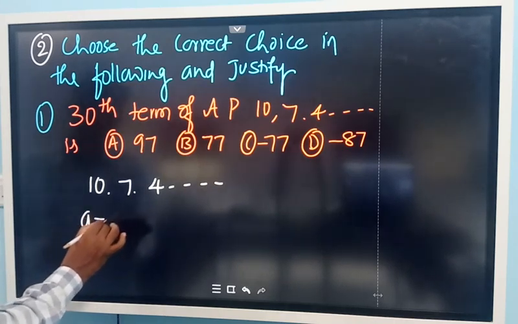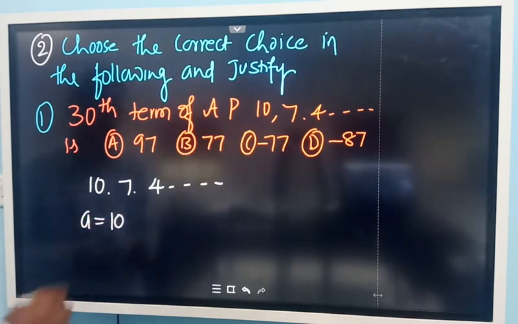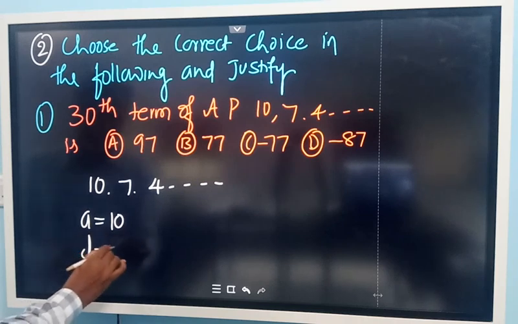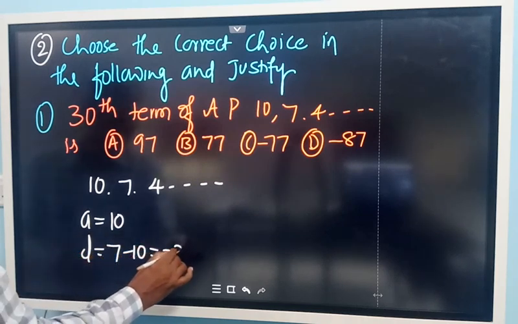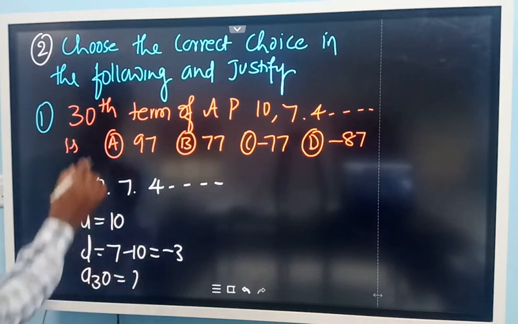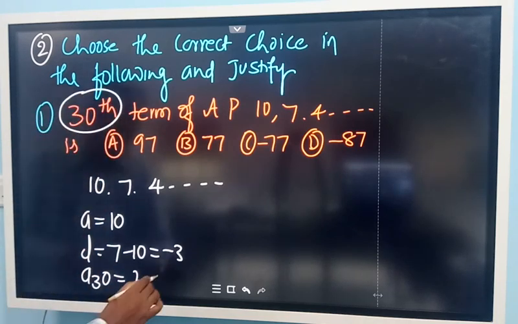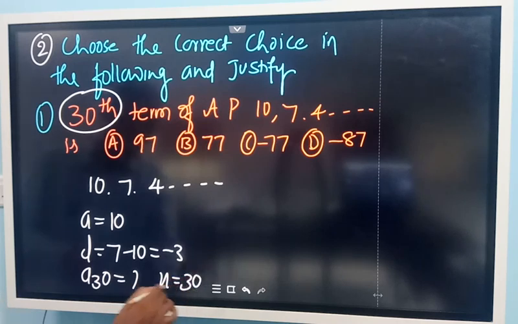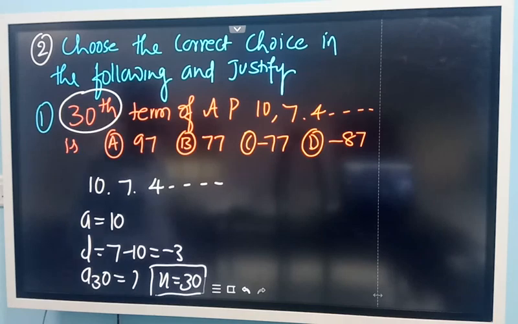From this, a is 10. Find out the value of a, 10. Common difference is 7 minus 10, it is minus 3. You need to find out a30, that is the 30th term. So that means n is equal to 30.